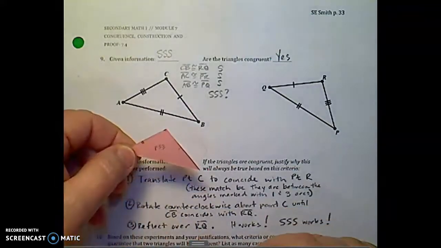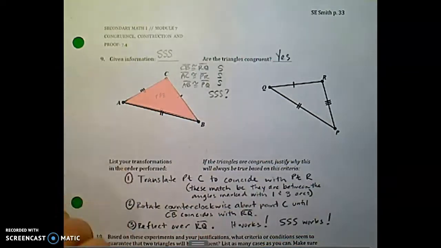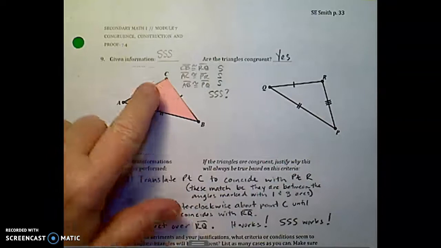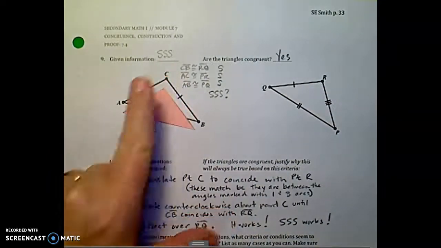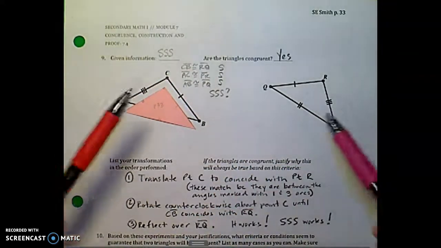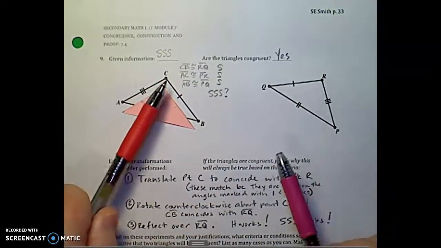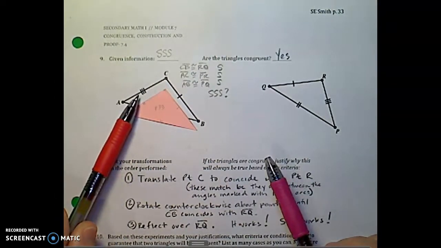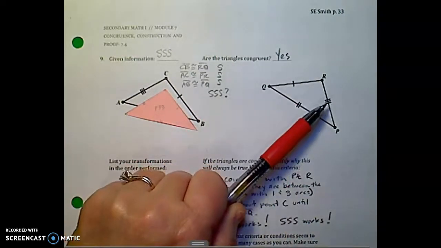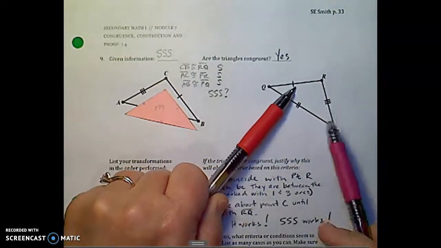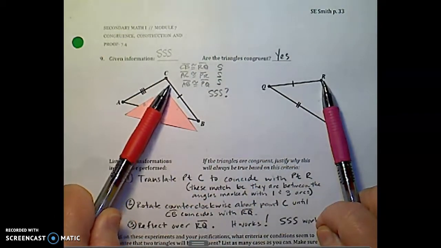Let's take a look. I have my little triangle again. I'm going to translate point C to coordinate with point R. Now, how do I know that those two need to go together? One way you can look at this, if you look at point C, I like to look at the tick marks. Point C is in between the side with 3 tick marks and the side with 1 tick mark. So if I go over here, the side with 3 tick marks is there, the side with 1 tick mark is there, the angle in between is angle R, so C and R should correspond to each other.